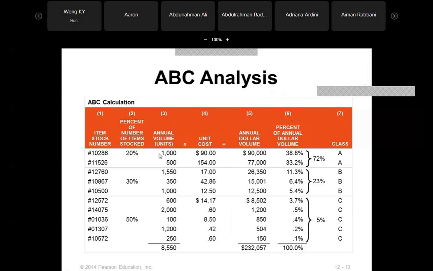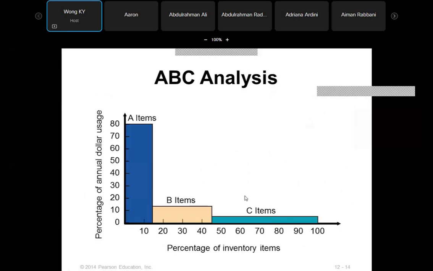Okay, now if you plot this into a chart, it will look something like this. The y-axis is the annual dollar values, and the x-axis is the percentage of inventory items, the percentage of the quantity. So we have class A here, class B here, class C here. Now, this looks very similar to a Pareto chart.